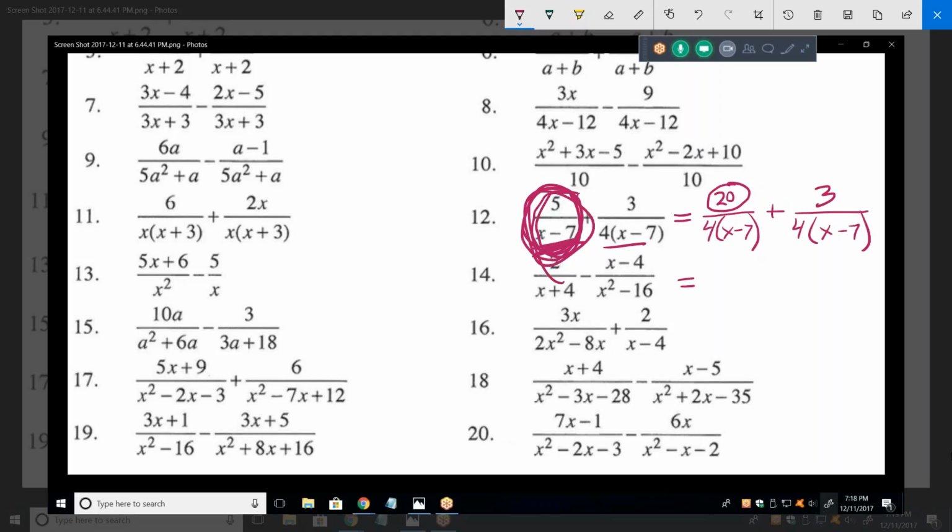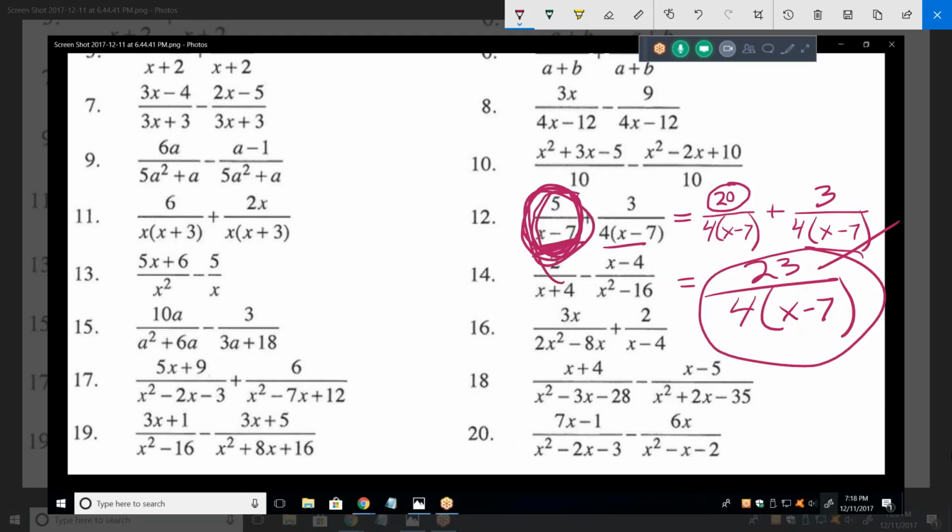So now operate. So then it's 23 over 4 times x minus 7. And that's the best way to leave your answer. You don't need to multiply the 4 times the x minus 7. Leaving the answer in factored form is actually superior to leaving it multiplied out, because I don't know what I need to do. I may need to multiply that answer by x minus 7, and then I'm much better off if I've left the denominator in factored form. And I cannot reduce 23 over 4. So that's as simple as I can get it.